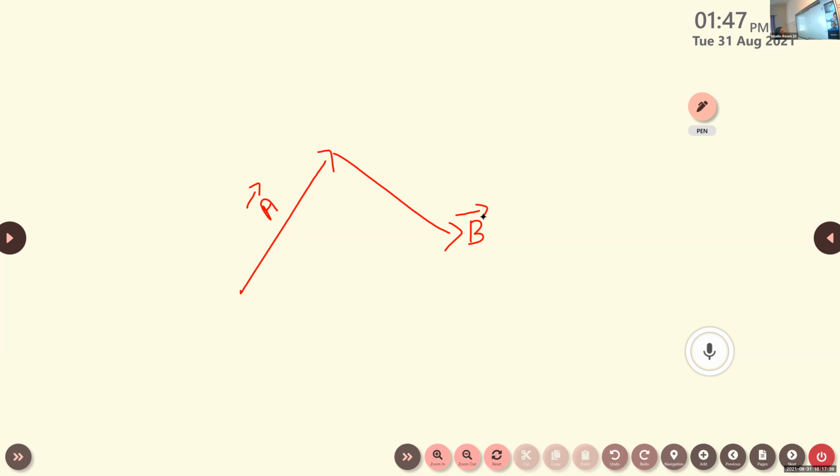What is the speciality of this arrangement? Yes, it is a tail to head arrangement. This is our vector A. This is the tail portion of vector A, and this arrow mark indicates the head portion of vector A. And the head portion of vector A is joined to the tail of vector B. And this is the head portion of vector B. So we can say this is the tail to head arrangement.